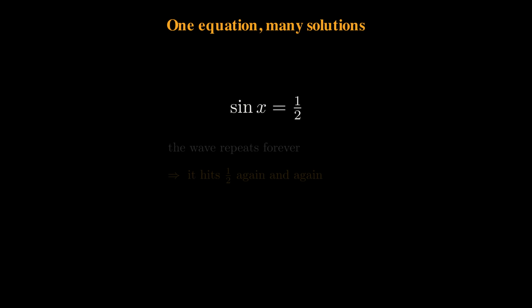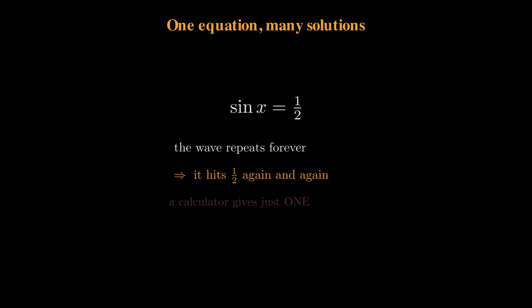Take sin x equals a half. Because the sine wave rises and falls forever, it reaches the height 1/2 not once, but over and over. So the equation has infinitely many solutions across all angles, and usually several inside any given interval. But your calculator's inverse sine only ever returns one of them, the base angle.